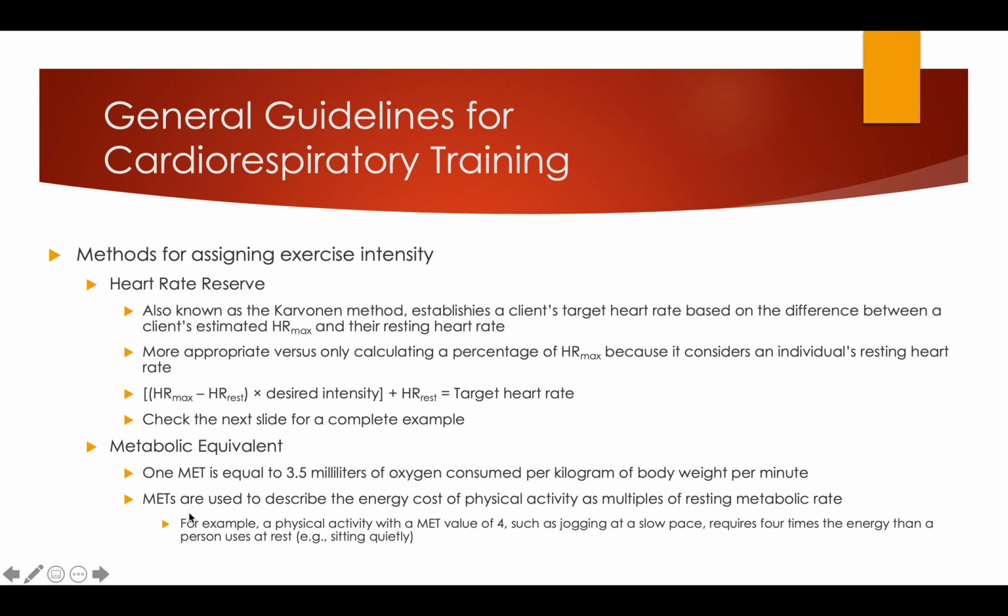Now, if you look down at the bottom, if you're working at a value of four, that's usually a slow-paced jog, which is not too bad. What we're saying with an equivalent is that if you're at rest at one MET and you're jogging at four METs, that means you go four times 3.5, which is 14 milliliters of oxygen per kilogram per minute. That's a low-end movement, so not too bad, but understand that it's four times harder in that situation.